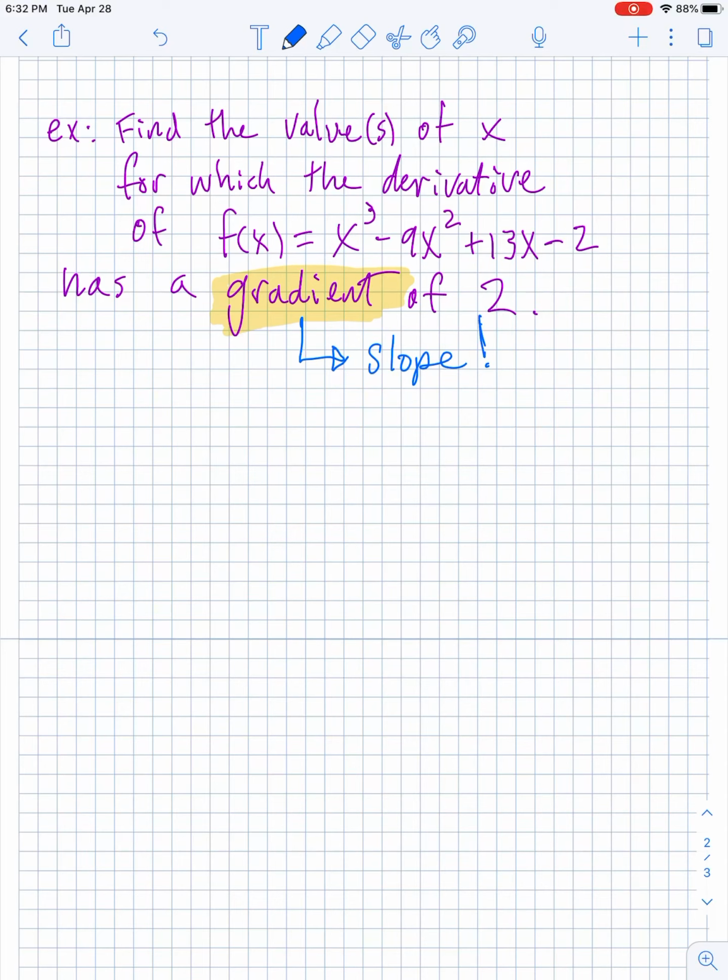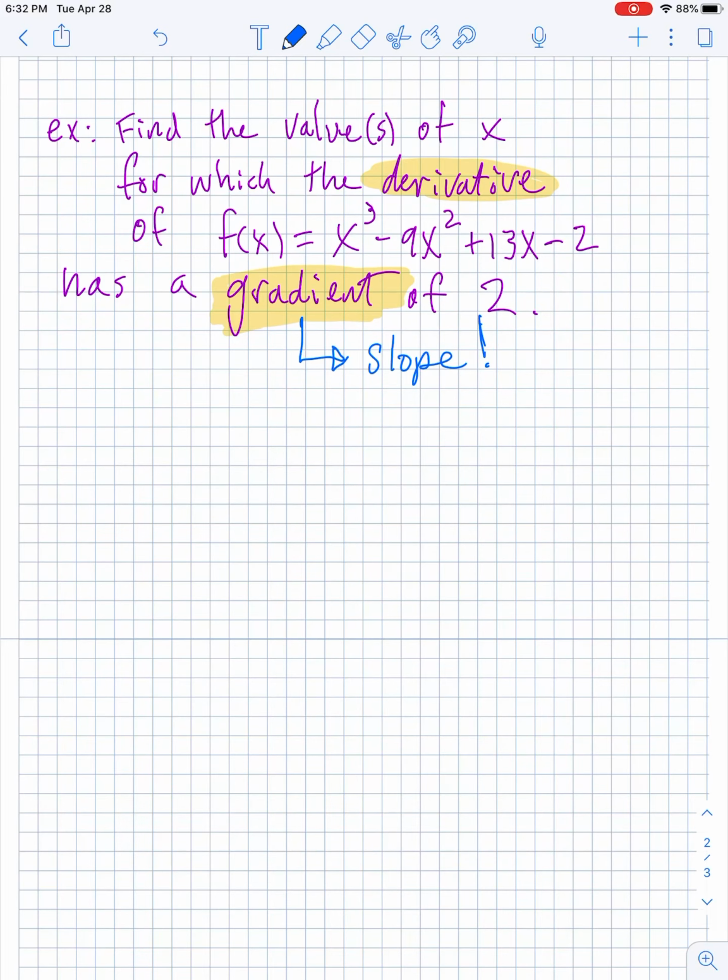That's all it means. They're asking for when the slope is 2. So, if you're going to find when this curve has tangents, find the values of x for which the derivative, so the derivative is right there in the title. We know we're going to have to find the derivative. The derivative, when the derivative is equal to 2.